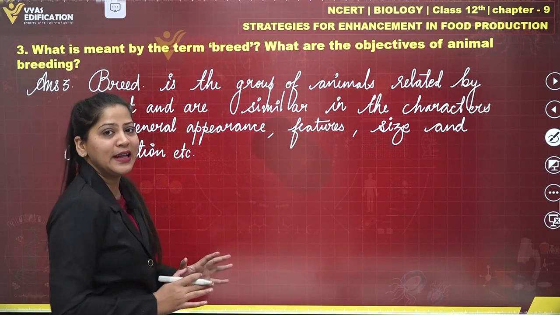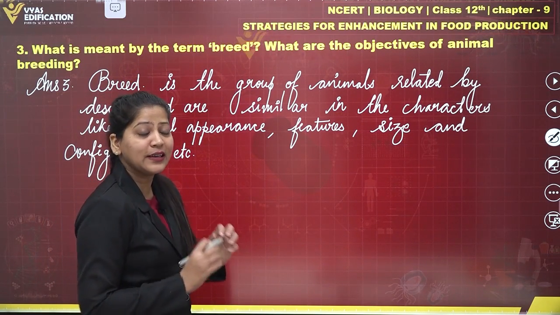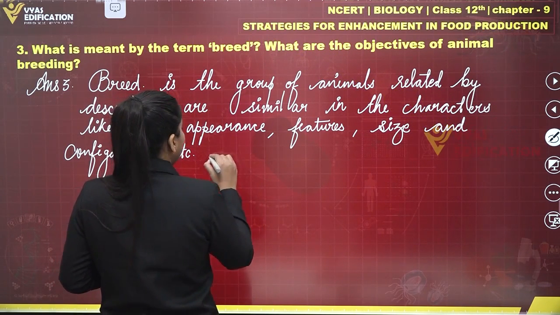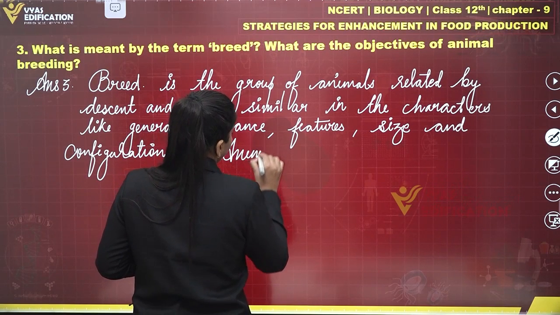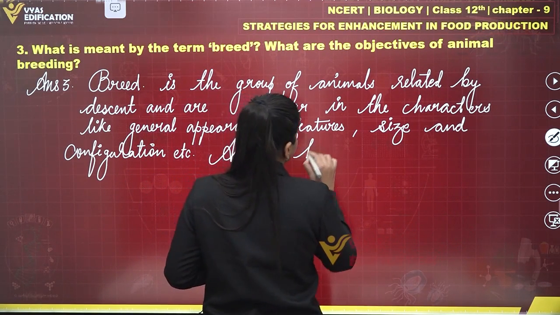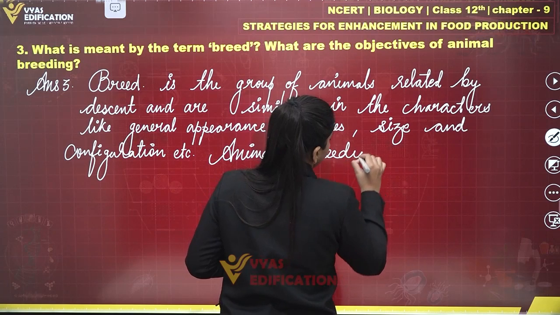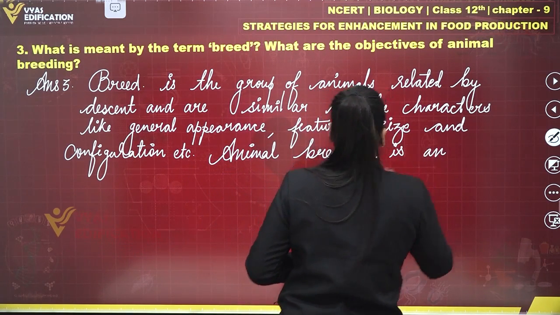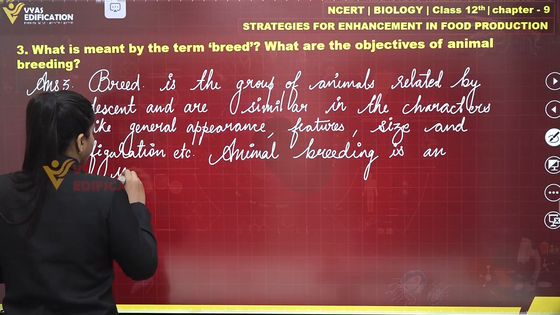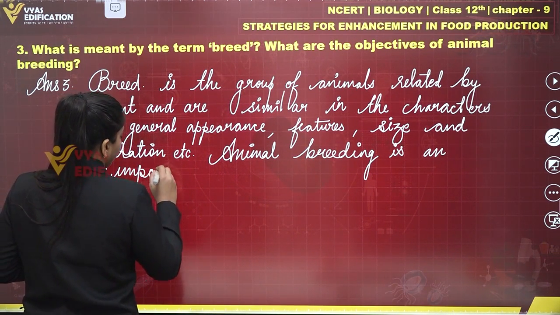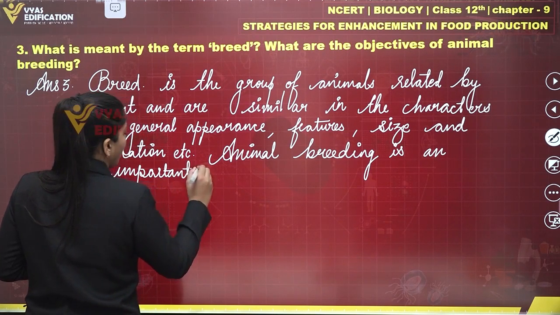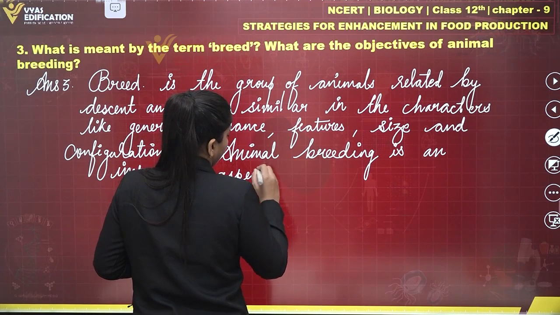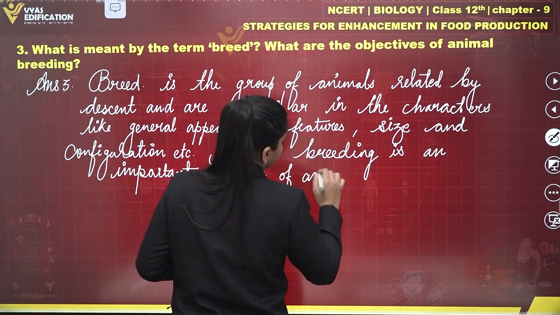Now this breeding of animals is an important aspect in animal husbandry. So we will be writing that animal breeding is an important aspect of animal husbandry.